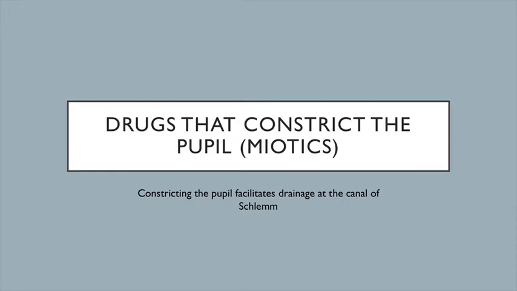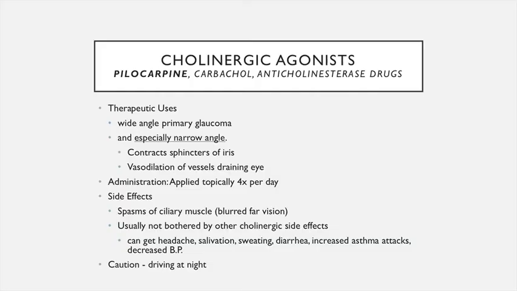Okay, so I'm breaking it down in terms of categories. The first category we're going to talk about, because it follows the book, are drugs that constrict the pupil. Drugs that constrict the pupil are often also referred to as miotics. The reason constricting the pupil is potentially helpful in glaucoma is that it essentially pulls the iris away from the drainage at the canal of Schlemm, so it facilitates drainage. The first ones we're going to look at are the cholinergic agonists.